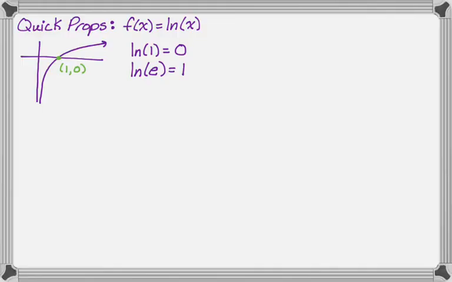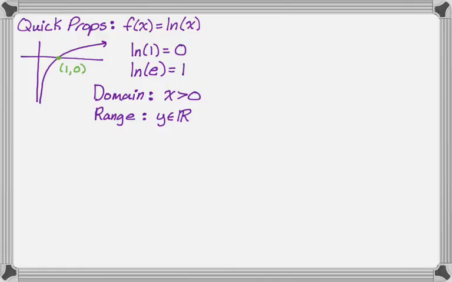The domain and range are really important. The domain is x greater than 0, so you have a vertical asymptote at x equals 0. And if you think about the graph, and I do this all the time when I'm testing derivatives and things like that, natural log is negative between 0 and 1, and then positive after 1.